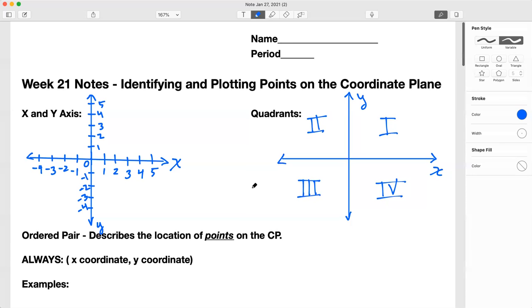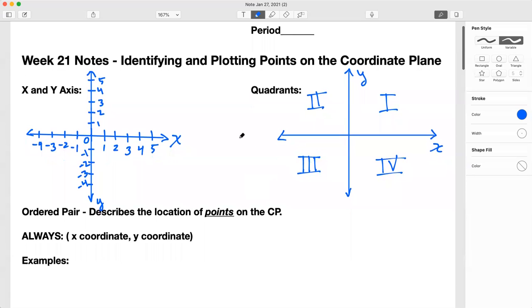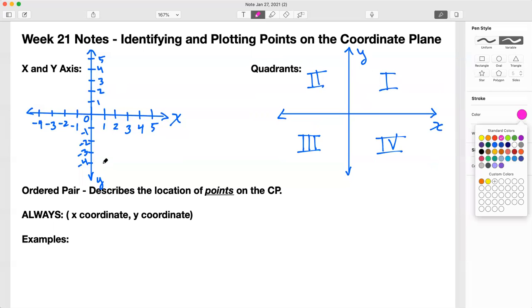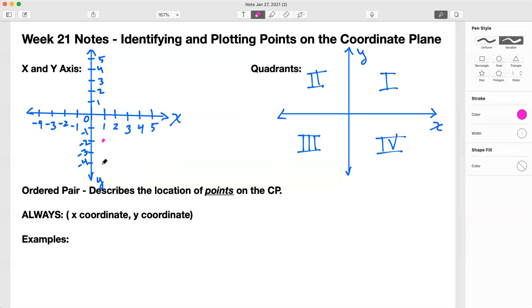Okay, so we kind of have an idea of where we are on the coordinate plane. Okay, now please copy this. An ordered pair. What is that? It describes the location of points on the coordinate plane. So I can plot points on this coordinate plane anywhere I want. Now I have two dimensions, not just one, not just a line. I'll plot a point there. I'll plot a point here. Okay, and then maybe I'll plot a point right here.